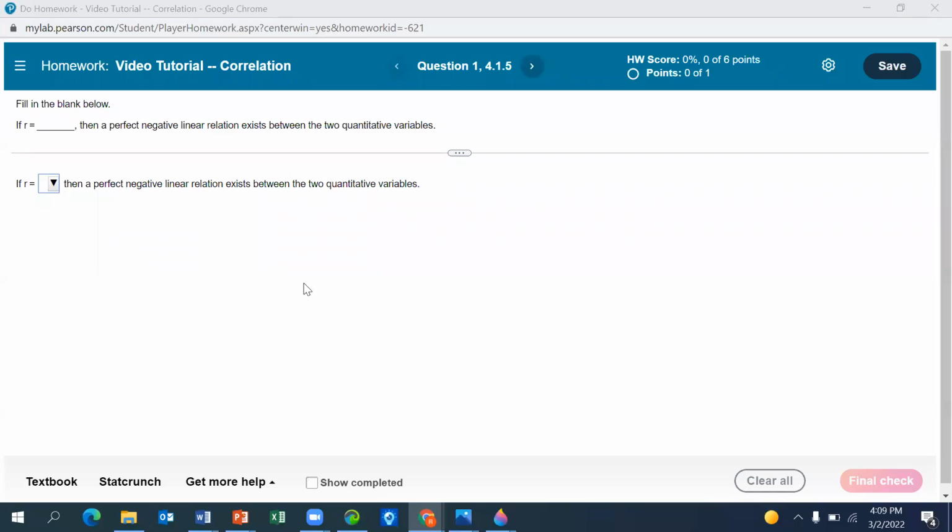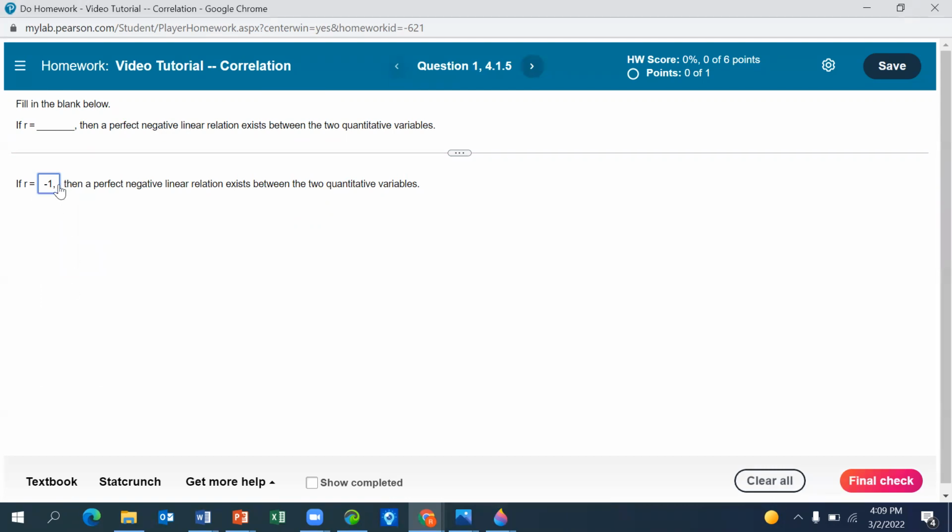Everybody, today we're going to be doing the video tutorial on correlation. So the first question is about R, and they want us to know what R is if you have a perfect negative linear correlation. Now remember, R is a linear correlation coefficient, okay? And R is always between -1 and 1. If you have a perfect negative linear relation, then R must be equal to -1.